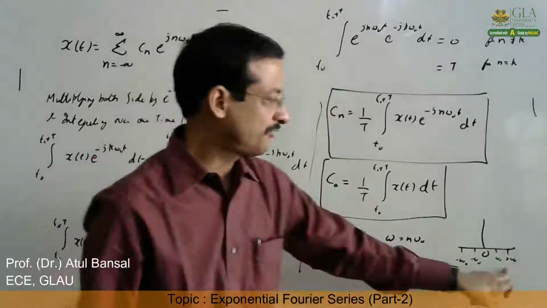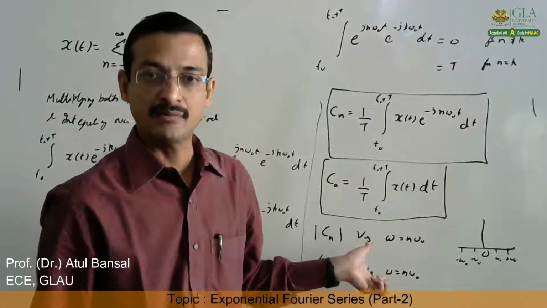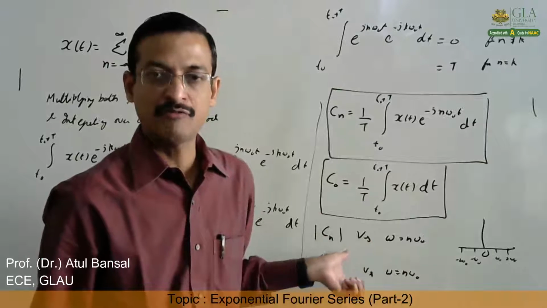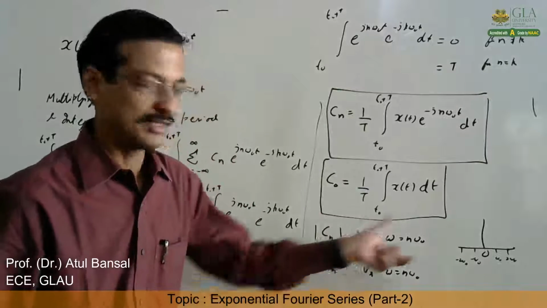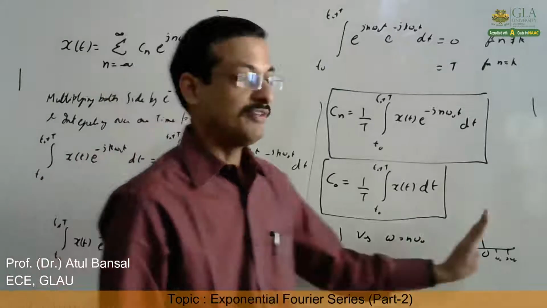So that is the discrete values, right? Same way the angle. So this is a discrete spectrum. It is not a continuous spectrum for a Fourier series, right? That is the spectrum we get.